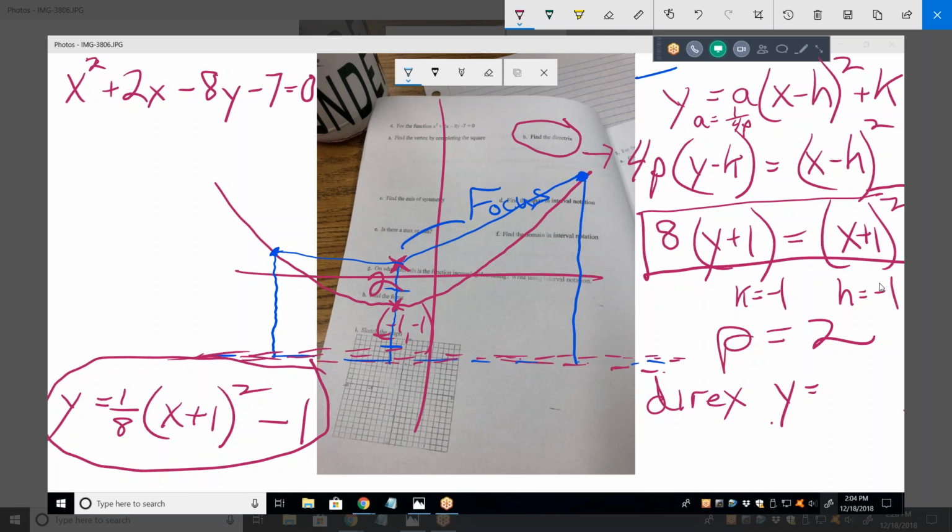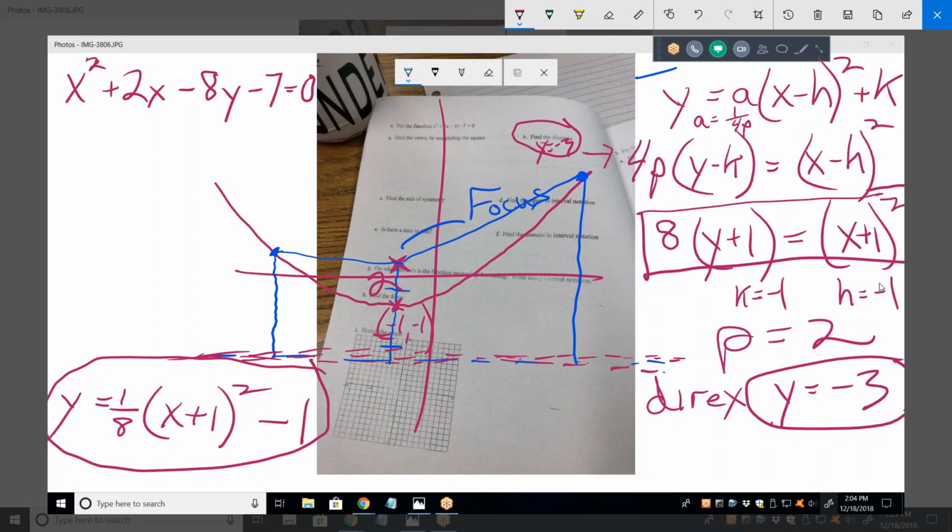Every parabola has a vertex. That's the most important thing to figure out first, the vertex. Now, if I go 2 units down from there, where am I at on the y-axis? 2 units down will be -3. That's the equation of that line: y equals -3. Y equals -3 is that dotted blue line.